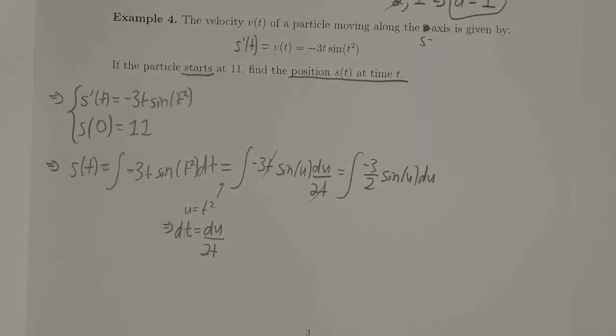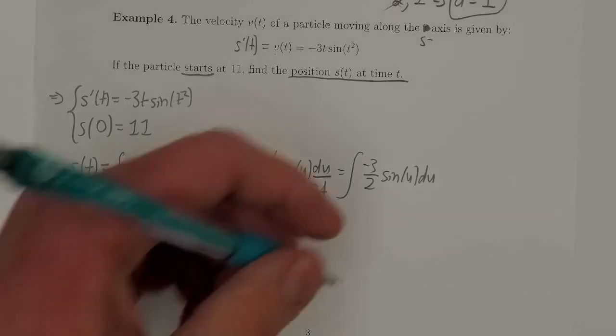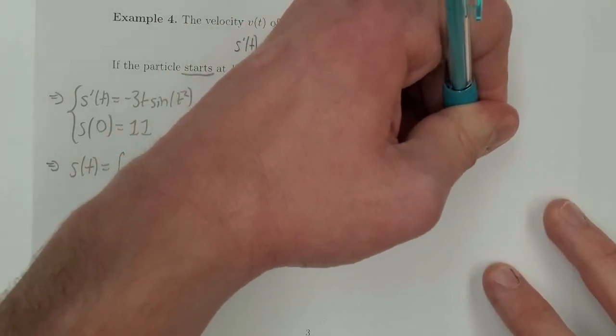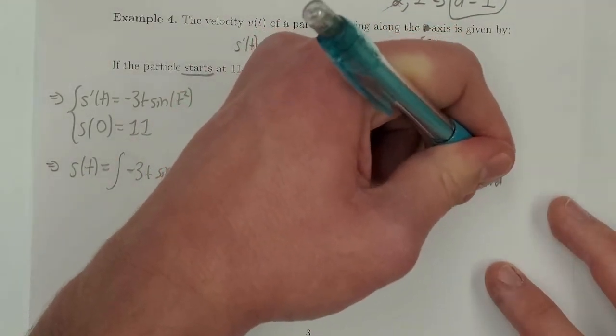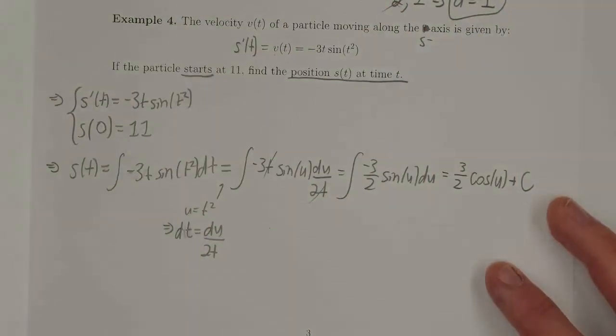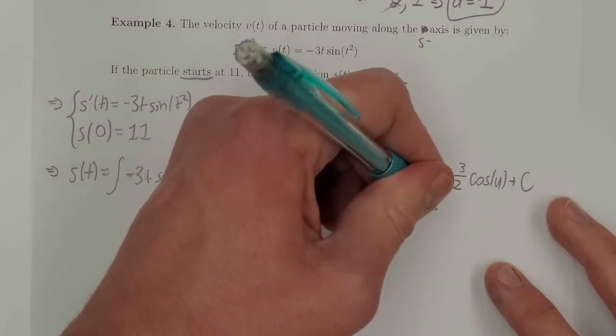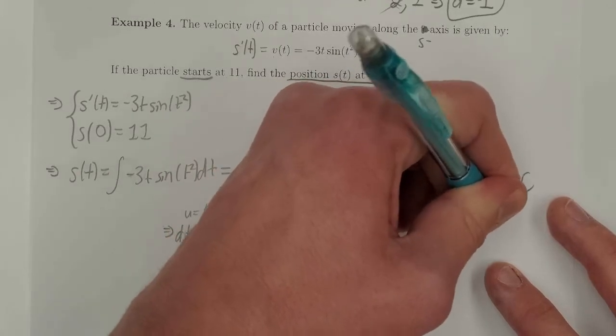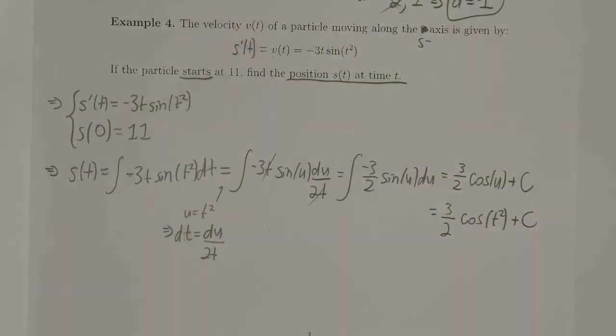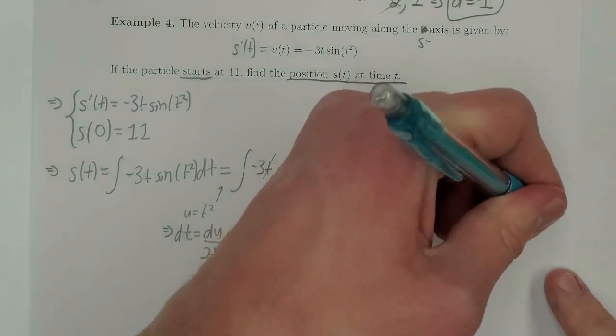So this is going to have what as its antiderivative? Yeah, just positive cosine, right? So in this case, we have positive 3 halves times cosine of u, and then plus c, of course. So then our general solution, therefore, becomes 3 halves times cosine of t squared plus c. Okay? That's equal to the general solution.